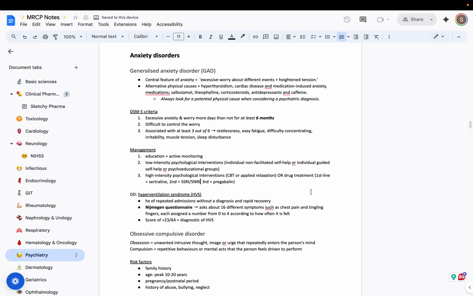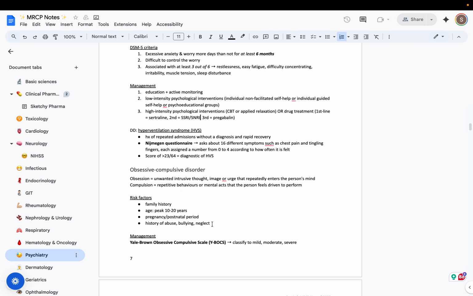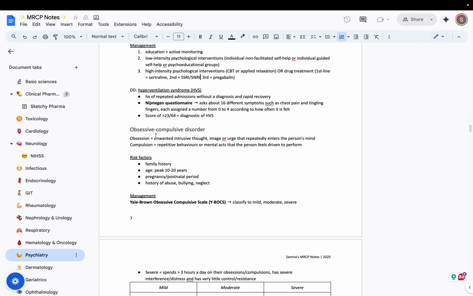There's a differential diagnosis which is hyperventilation syndrome. There's a questionnaire called the Nijmegen questionnaire that has 16 different symptoms, and if the score is more than 23, that's diagnostic. OCD, obsession is an unwanted intrusive thought.